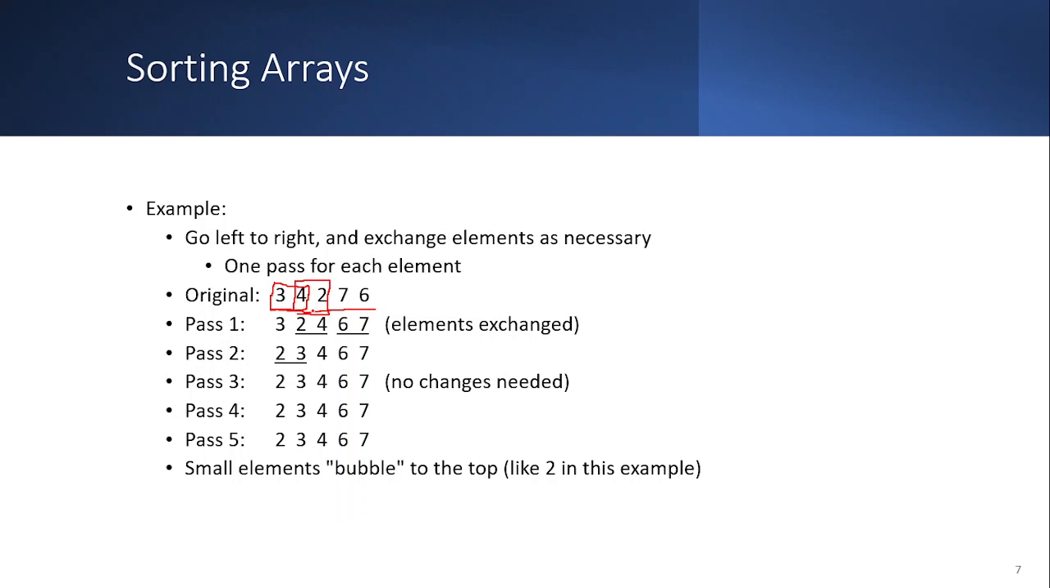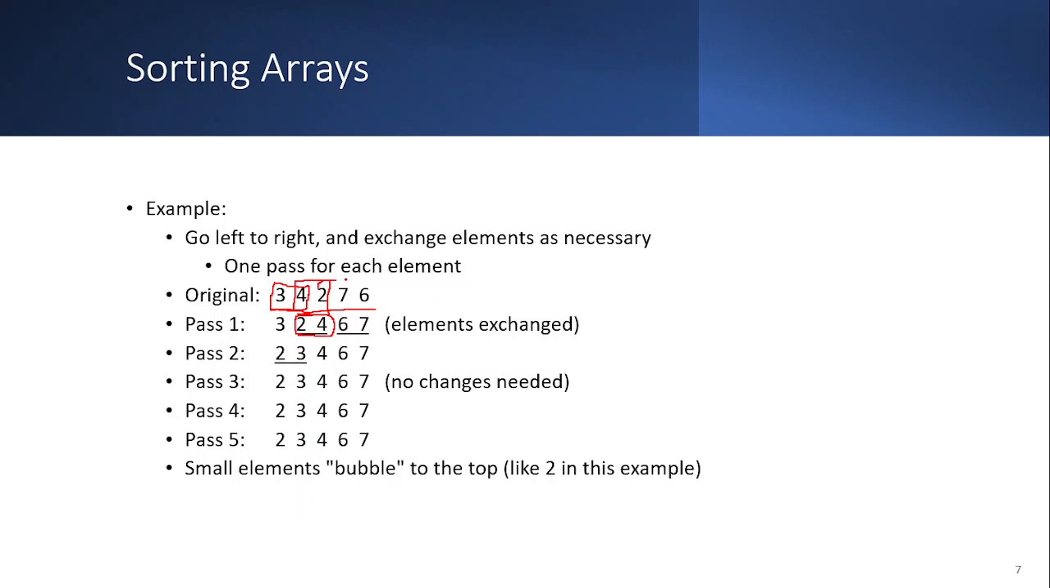Are these two elements in the correct order? Is the smaller on the left and the bigger on the right? No. The bigger is on the left and the smaller is on the right. That means you need to swap these two elements. So 2 should come to 4's place and 4 should come to 2's place. This is how we swap these two.